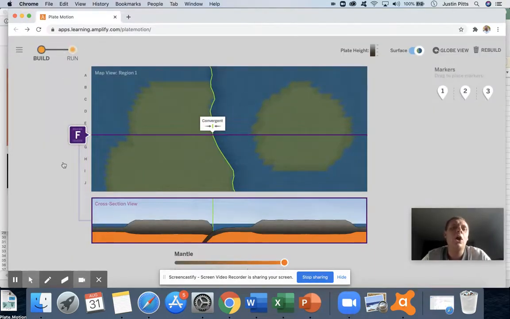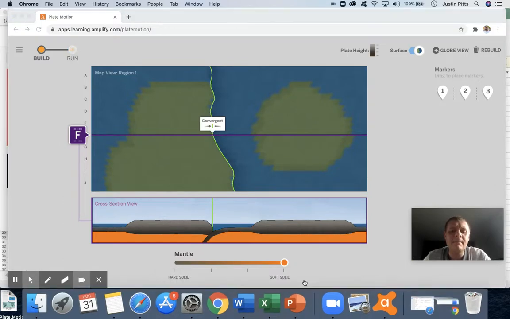And recall that when we looked at our plate motion simulation the first time, this area down here, this cross-section view, gives me an idea of both the Earth's outer layer and the layers below that. Notice that right now I have a convergent boundary. Recall that a convergent boundary is when two plates come together. They come closer, convergent.